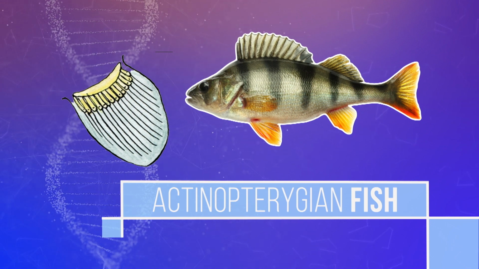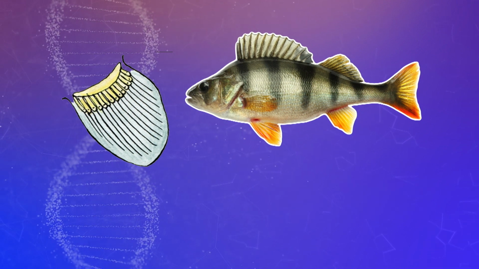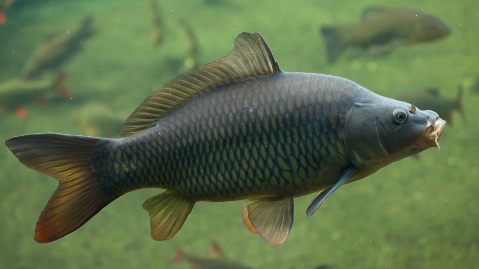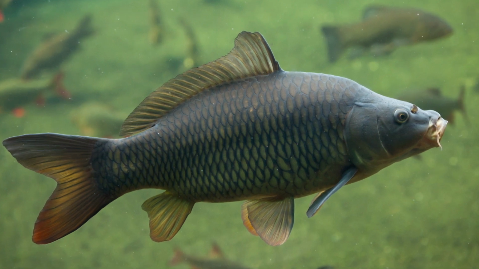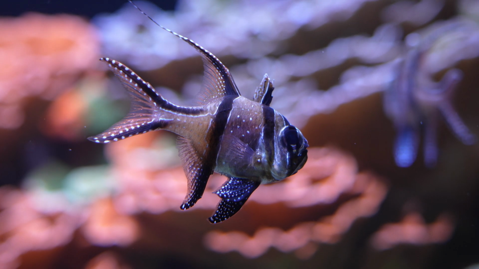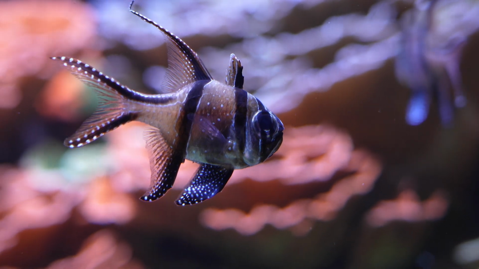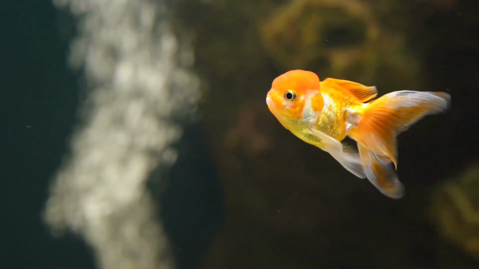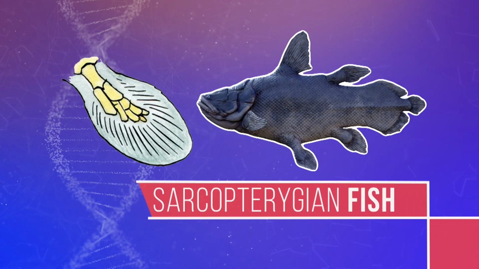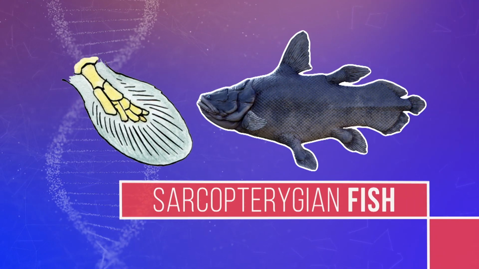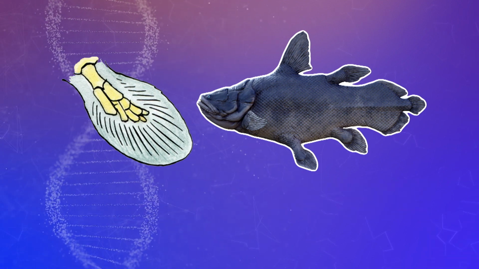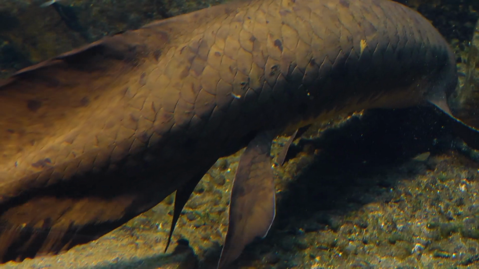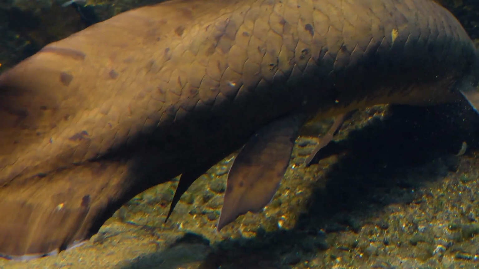Actinopterygian fish are bony fish with ray fins, hence why they are more often known as ray-finned fish. When you imagine a fish, you're most likely picturing a ray-finned fish. About 99% of all fish species have ray fins. Sarcopterygian fish are bony fish with lobe fins. Lungfish are an example of these fish, which descended from amphibians.